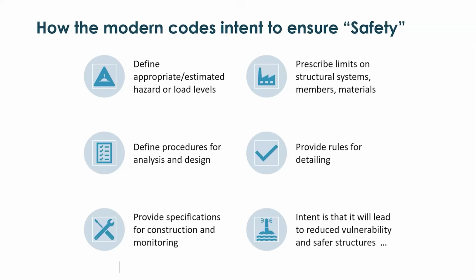That's extremely important because connections and reinforcement detailing is finally what gets built on the site. So there are rules governing that detailing, which are also intended to safeguard the structures against poor performance. And then they provide specifications for construction and monitoring, for example, materials and how to monitor construction and so on. The intent is to reduce vulnerability and ensure a safer structure. So that's the framework of the building codes, mostly toward safety.